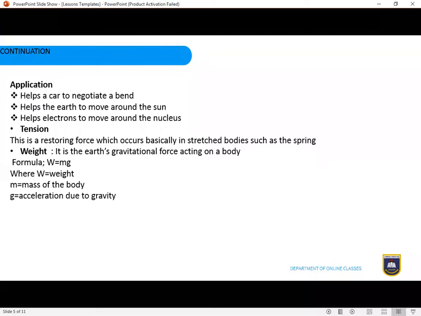So my assignment number one is, when we come next time, I will inspect each and every one. Please go and look for more applications of centripetal force. Thank you. All right, then we are going on with tension.